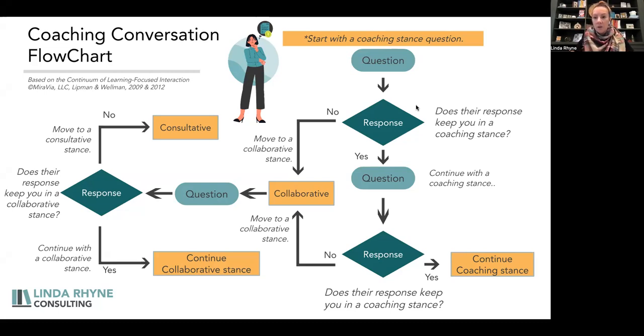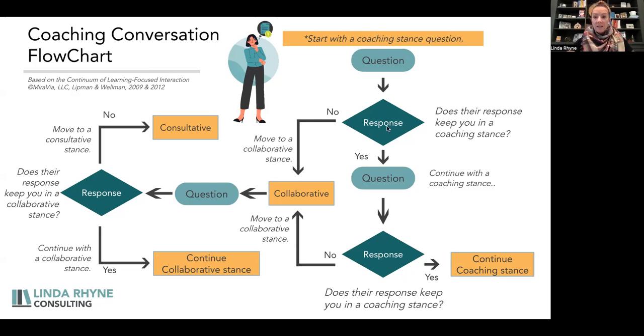When we find ourselves in a coaching conversation, we always want to start in a coaching stance. So, we might find ourselves asking a probing question, some kind of question that's going to kick us off. And then, depending on how our coachee responds to our question, that's going to be an indicator to us as coaches to determine: does their response keep me in a coaching stance? Are they showing me that they have the capacity and the content knowledge that gives my question the right kind of answer to stay in a coaching stance?